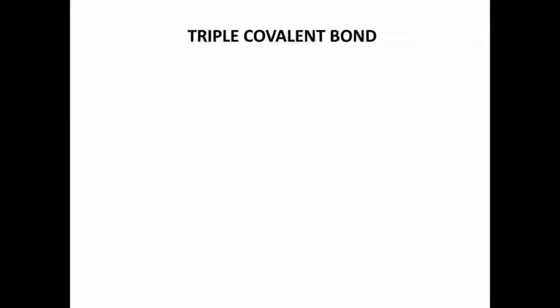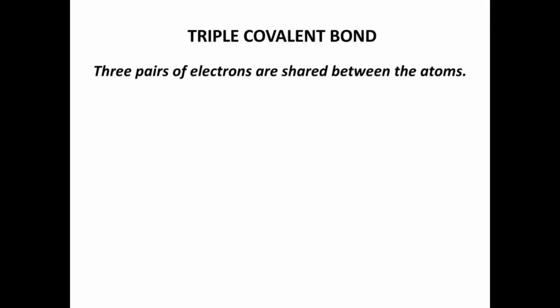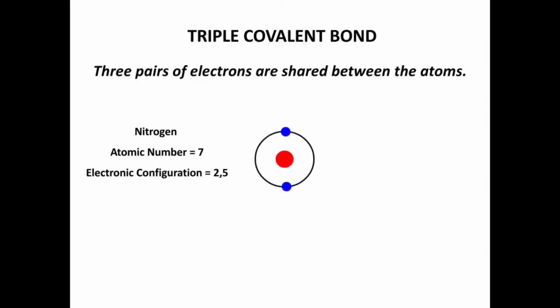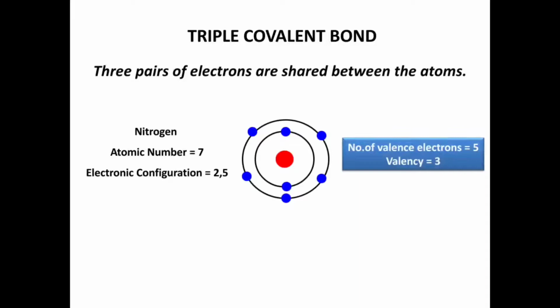Triple covalent bond. In a triple covalent bond, 3 pairs of electrons are shared between the atoms. Let us consider an example of nitrogen atom whose atomic number is 7 and the electronic configuration is 2, 5. So 2 electrons are present in the first orbit and the remaining 5 electrons are present in the second orbit. So the number of valence electrons will be equal to 5 and the valency is 3 because it's easy for the nitrogen atom to gain 3 electrons rather than donating 5 electrons in order to acquire the octet configuration.